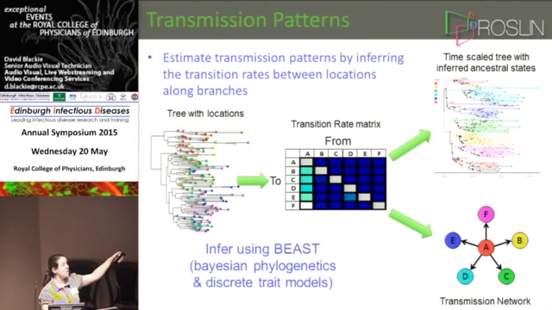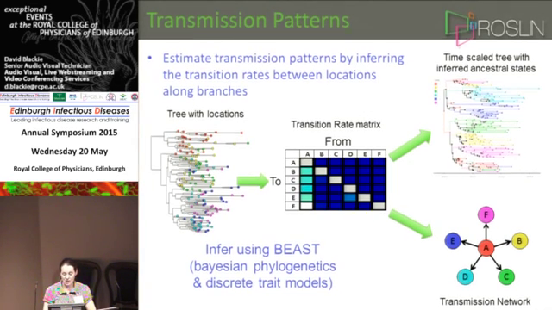And also, from inspection of the transition rate matrix, you can see what type of transmission pattern you had. So in this case, you have a star transmission pattern, because here you have high rates of A to B, A to C, A to D, and low rates everywhere else. That's here. So the software we can use to do this is called BEAST, and it's a Bayesian phylogenetic program.